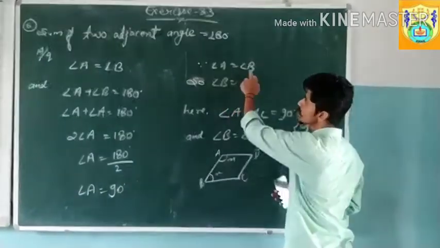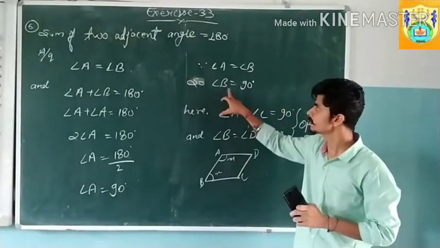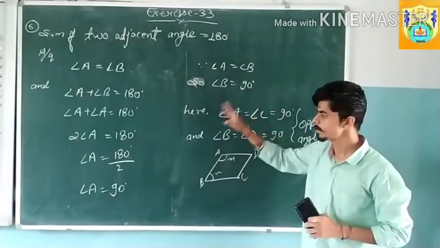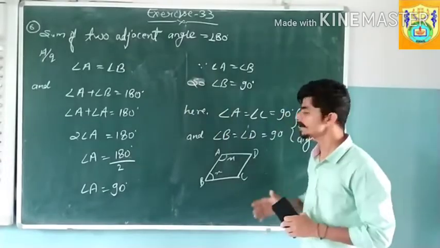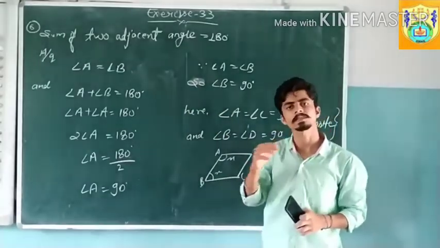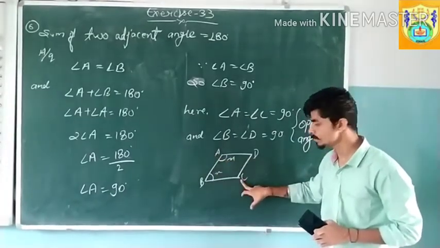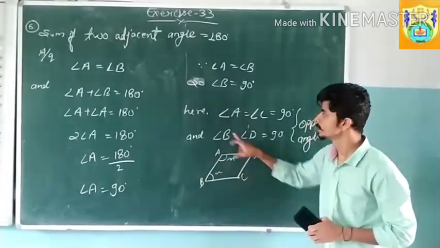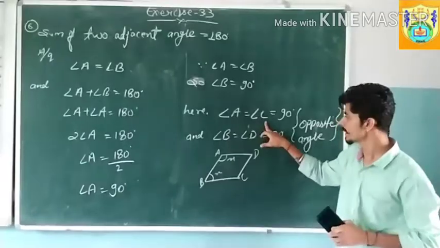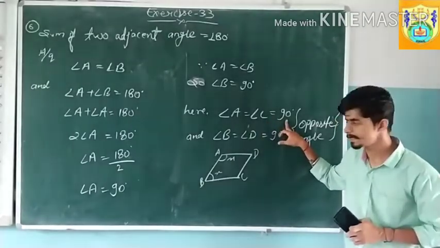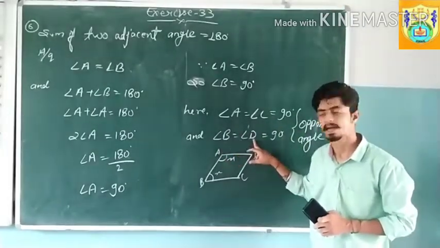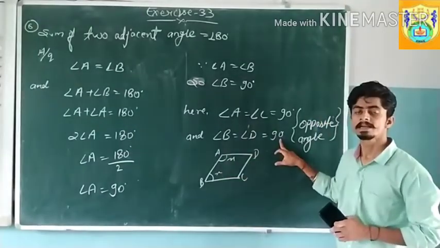Because angle A is angle B. That's why angle B will also be equal to 90 degrees, because both are equal. And as we know, in a quadrilateral opposite angles are equal. That means opposite angle A is equal to C and B is equal to D. So here angle A will be equal to angle C and both are equal to 90 degrees. And similarly angle B is equal to angle D and both are equal to 90 degrees.